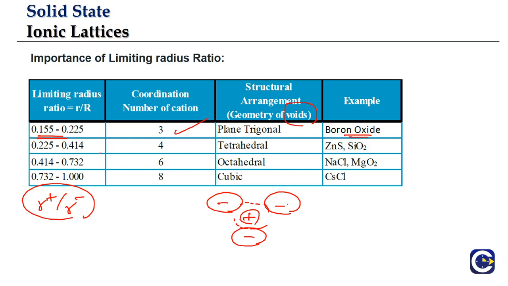And if we have the radius ratio between 0.225 to 0.414, so remember guys, we have to keep a note of these radius ratios, because based upon the radius ratio only, the geometry of the void where the cation is going to occupy is decided. If you have the radius ratio between 0.225 to 0.414, then the voids that will be taken by the cations are what? Tetrahedral voids. Remember, we discussed about it.